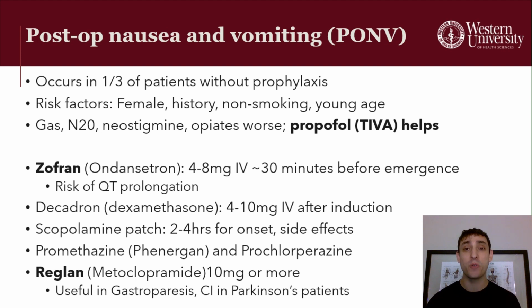A lot of studies have shown that Reglan does not work very well. It's still being used a lot, but Zofran and Decadron, especially used in combination, add together to help reduce this risk. So if you want to be really careful, Zofran, Decadron, maybe Reglan plus TIVA is a really good idea for your patient.